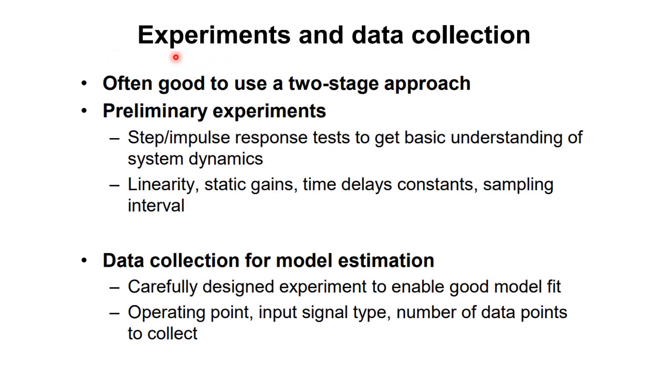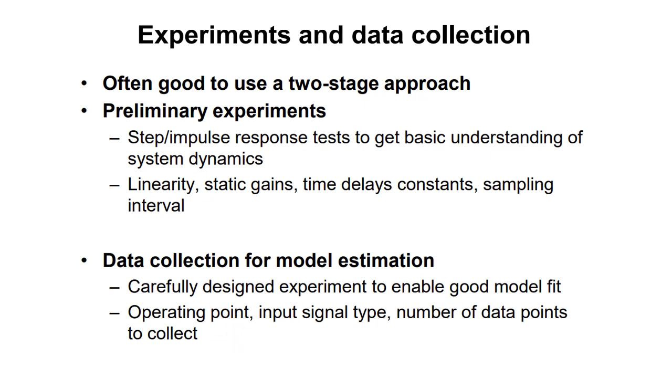The first one is an experiments and data collections, and it's often good to use a two-stage approach. First, the preliminary experiments, the step on impulse response test to get basic understanding of the system dynamics, and then we can get the linearity, static gain, time delay constant, and sampling intervals. And then the data collections for model estimations. So we carefully design experiment to enable good model fits. And then now we can get the operation point, input signal type, number of data points to collect, etc.